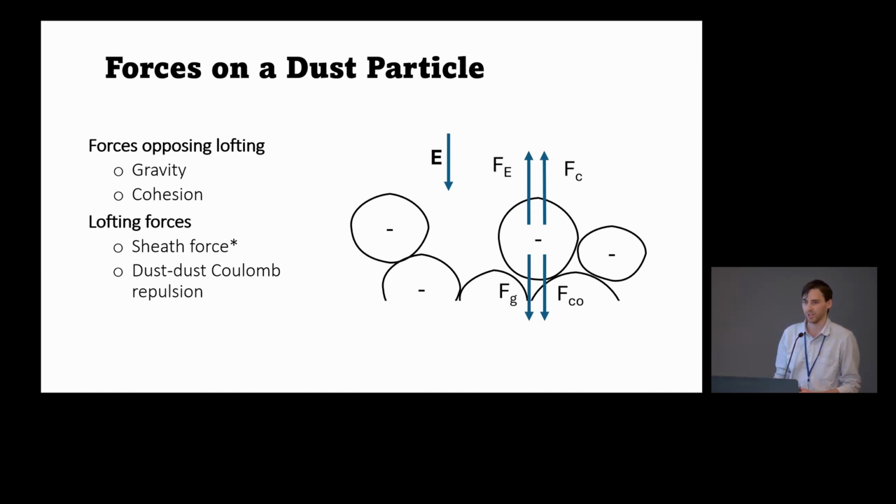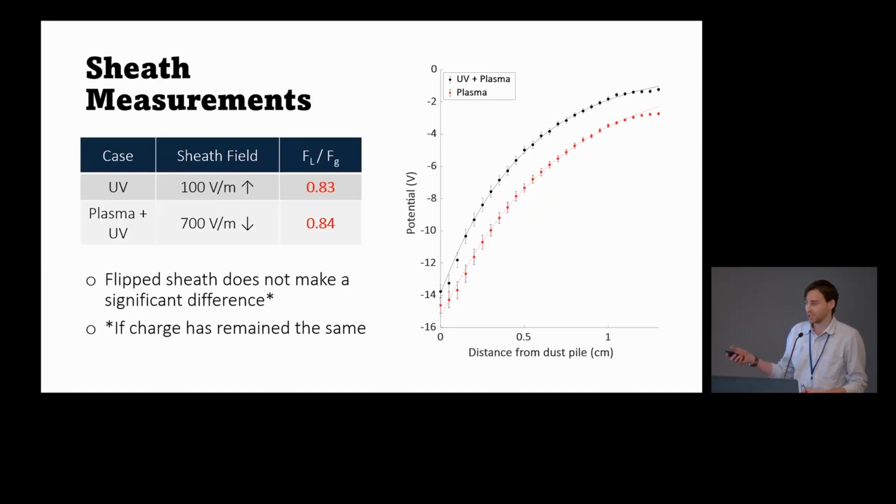We probably haven't changed gravity. We haven't changed the cohesion. So we look at the lofting forces. So the first one is the sheath force. That's just the force of the plasma sheath or the photoelectron sheath acting on our charged dust particles. The second one is just the repulsive force between like charged dust particles. The first thing we checked is the sheath there.